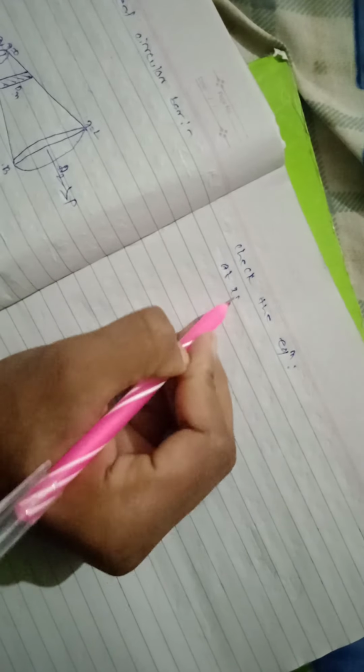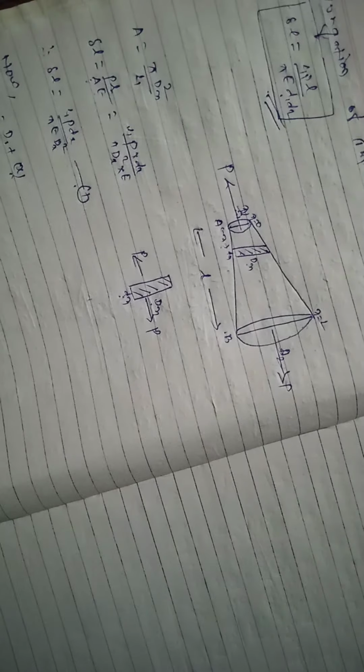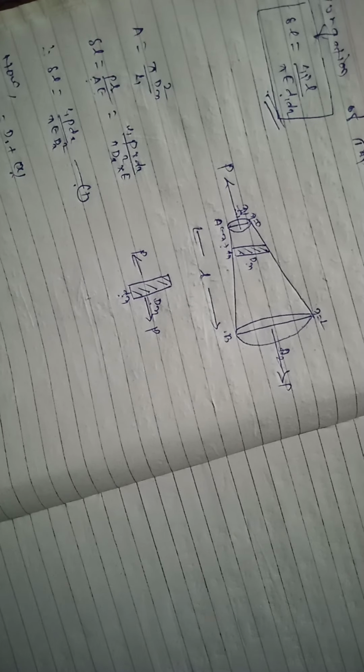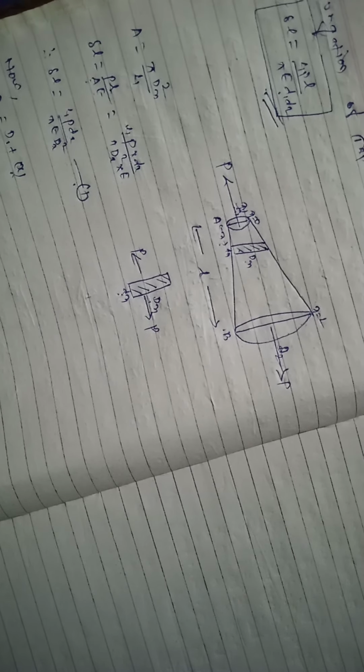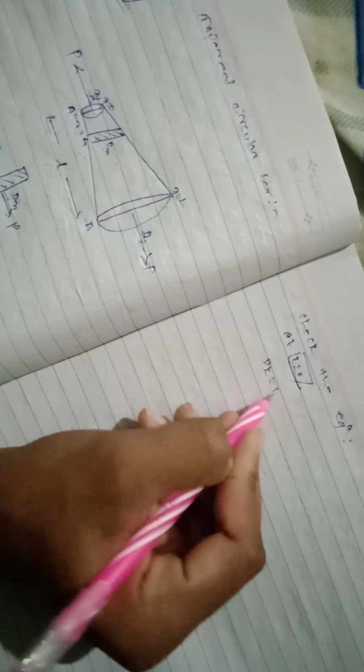At x is equal to 0. If we put x is equal to 0, it means we find the d1 diameter. Let's put x is equal to 0. In this case, d is equal to d1. It means this equation is correct. Dx equal to d1, this will be correct.